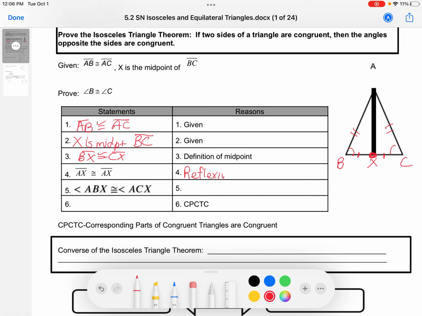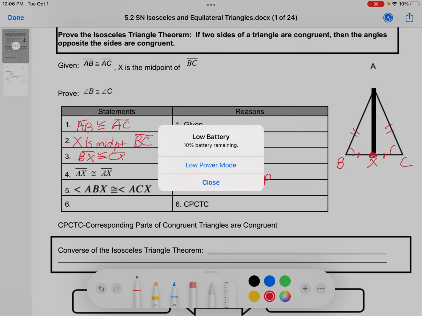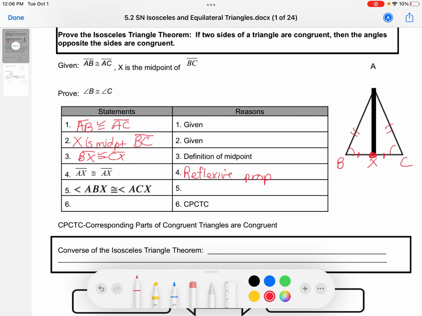Because whatever is congruent to itself is called reflexive. So now I can say that triangle ABX is congruent to triangle ACX, and that is because all corresponding sides are congruent. So that means angle B is congruent to angle C.